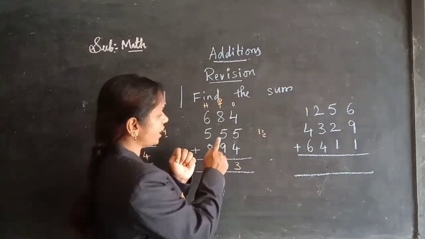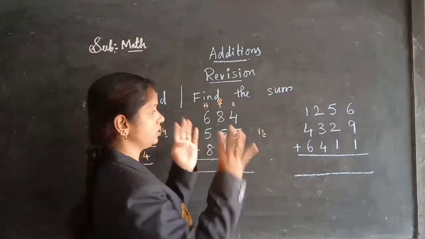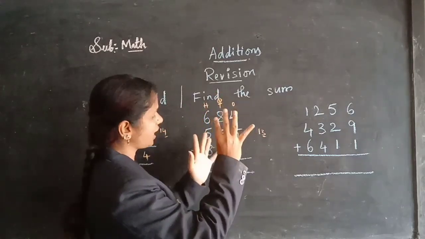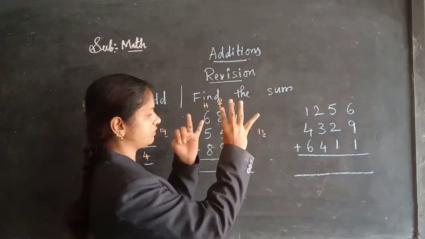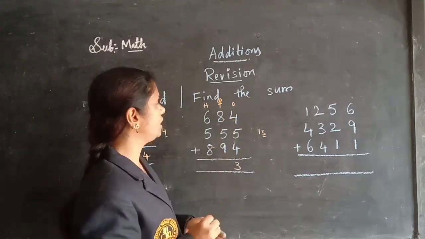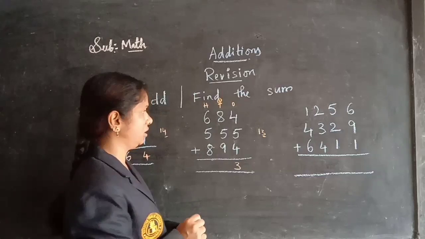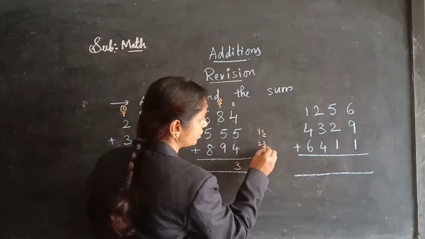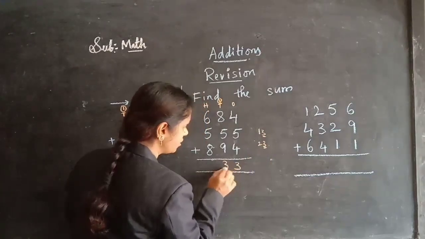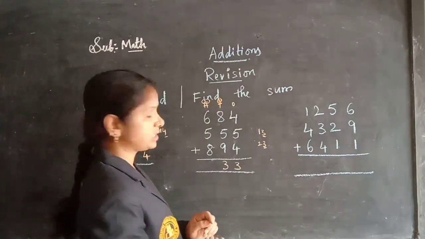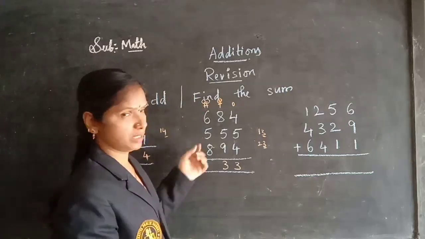So 14 after again I need to add 9: 15, 16, 17, 18, 19, 20, 21, 22, 23. So I am getting 23 here. In this 23, 3 stays here and 2 I am carrying on to the hundreds place.